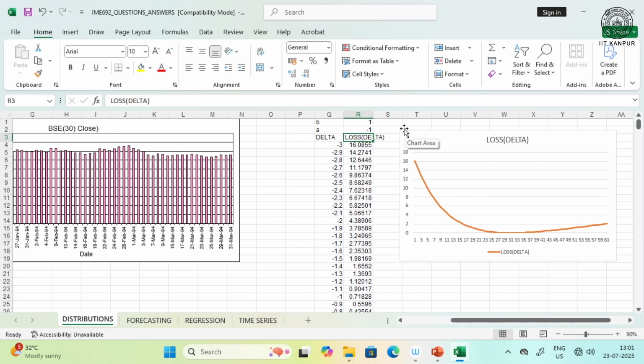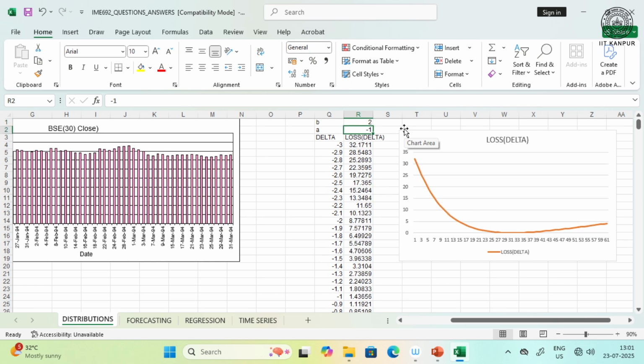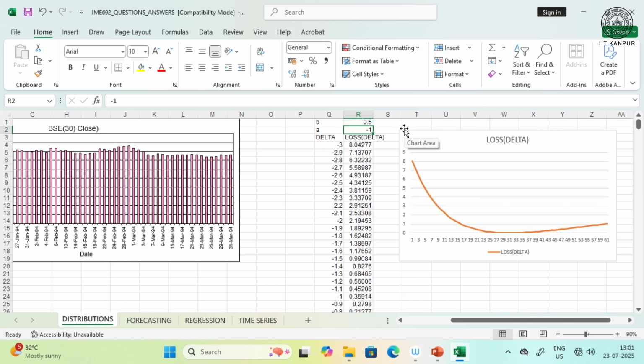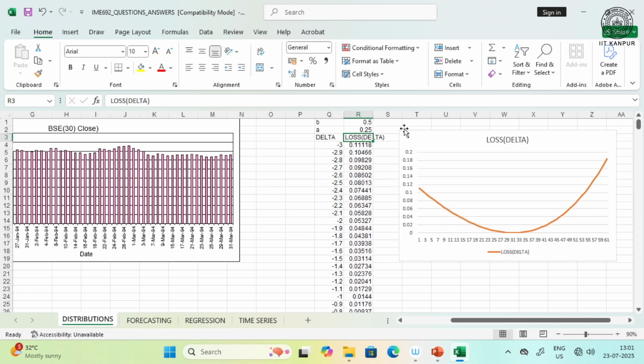See, it changes, flips. If I make B as +2 or 0.5, it will be scaled up. If I make it 0.5, it will be scaled down. So, you just notice the values in the y axis. If I make A value 0.25, here it is slowly becoming small. The dominance of the exponential part and linear part are not that much when A is very high.